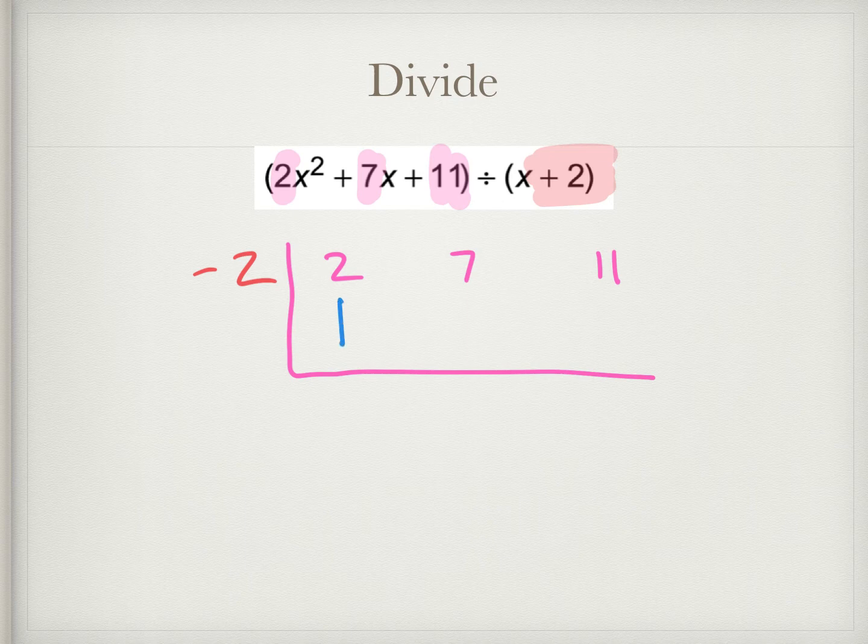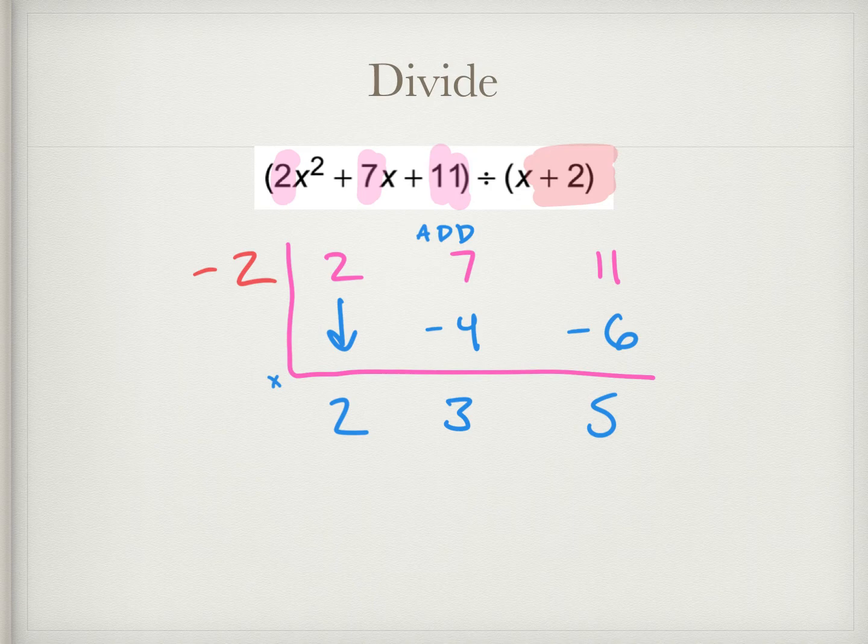So step 1 is to drop down the first number. What do I do to the numbers on the outside? Multiply. So it's negative 2 times 2. Negative 4. What do I do to the numbers on the inside? Add them on the inside. So it's 7 minus 4, which is positive 3. Next, I multiply. So negative 2 times 3 is negative 6. And then on the inside, add. So 11 minus 6? 5.